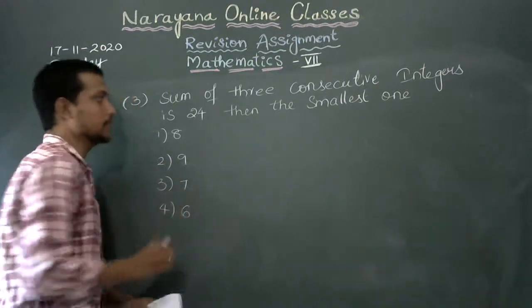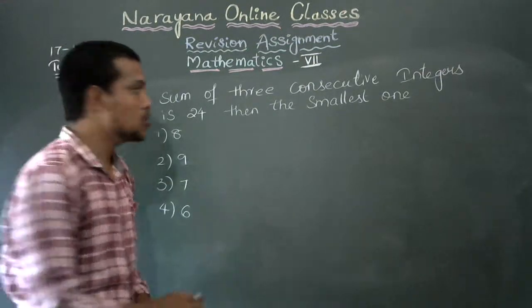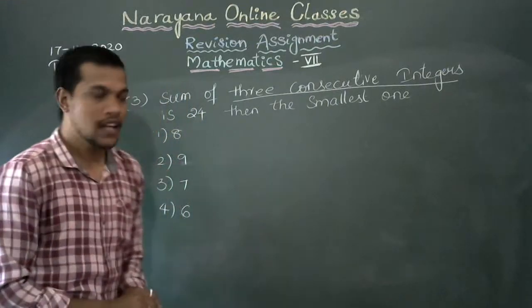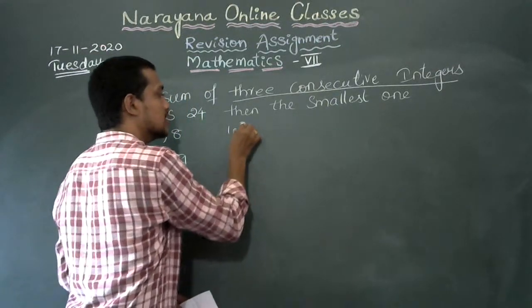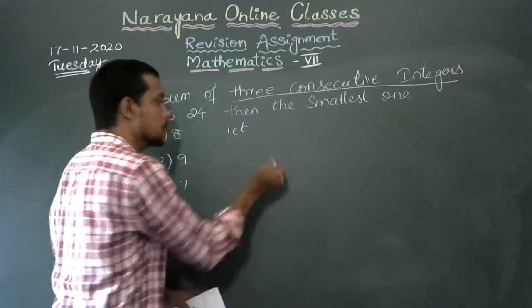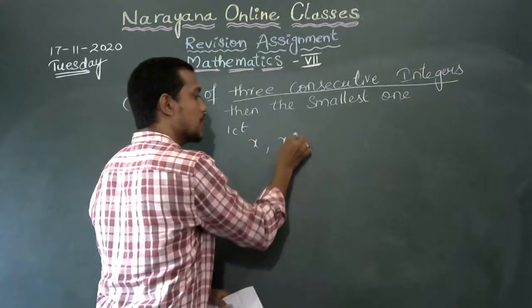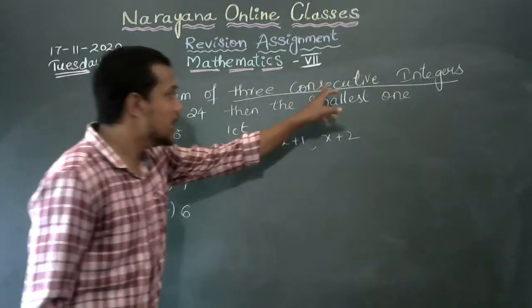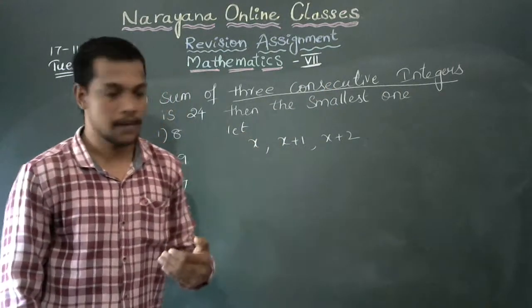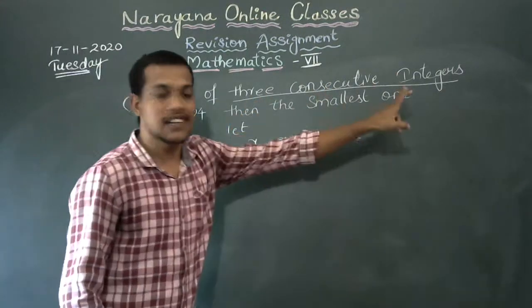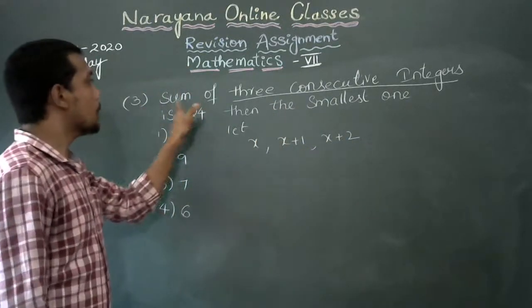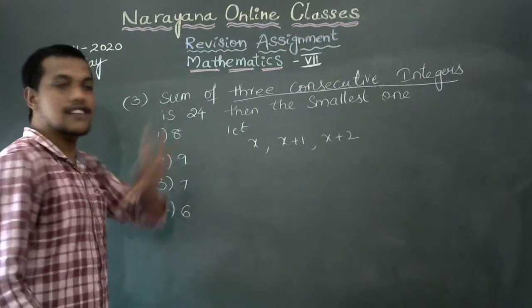fourth option 6. So here first of all we should know what is 3 consecutive integers. So here I am taking, let 3 consecutive integers mean x, x plus 1, x plus 2. So consecutive means side by side numbers. So here 3 consecutive integers means x, x plus 1, x plus 2. Now sum of 3 consecutive integers is 24.